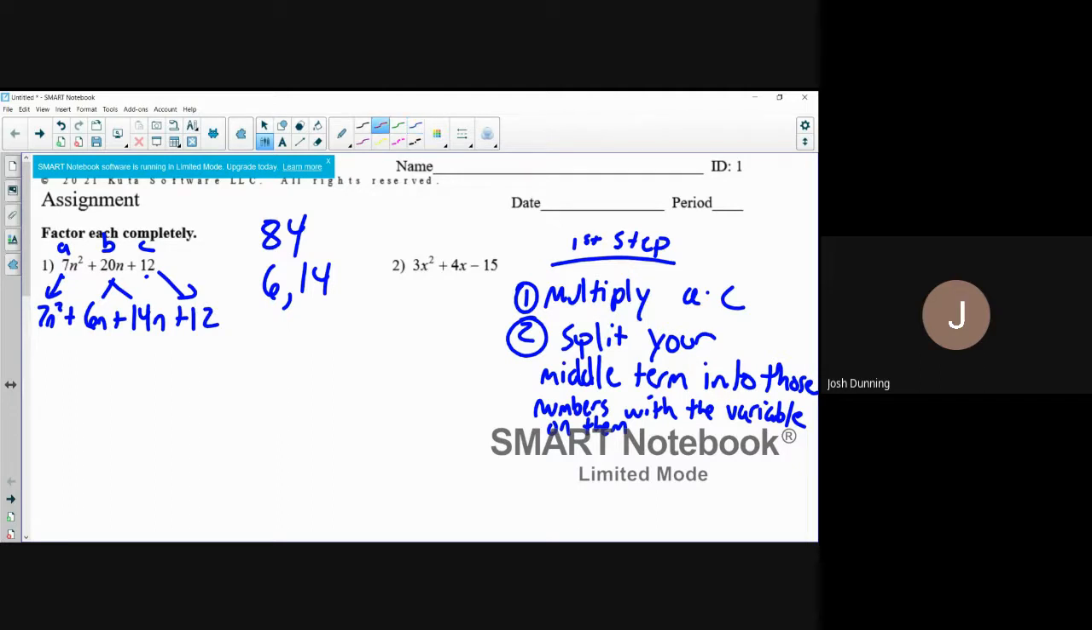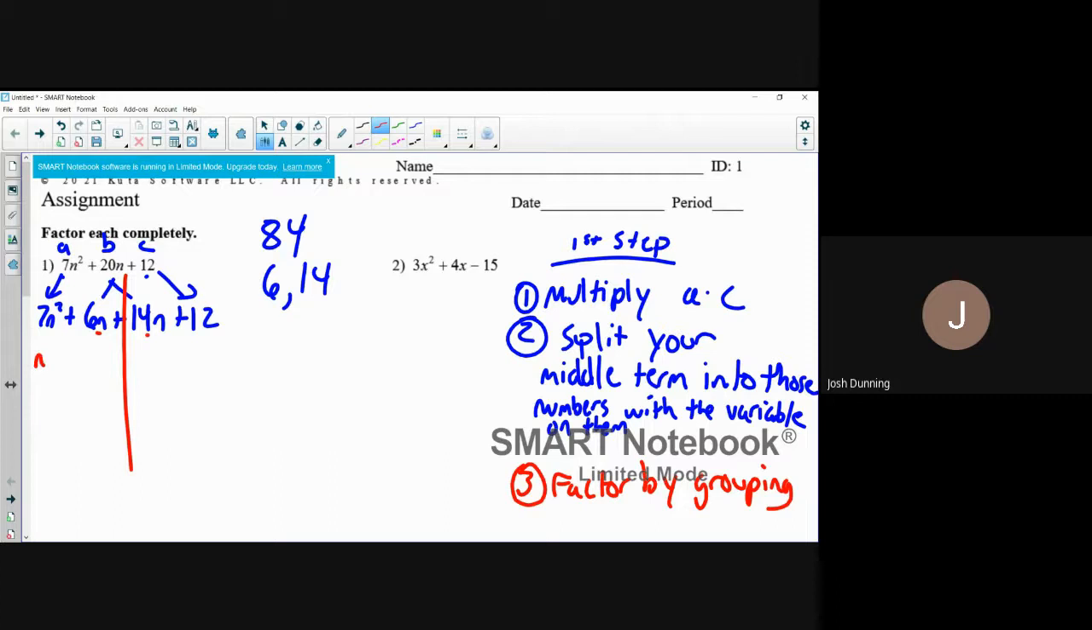Now the rest of it is just what we did for the very first type of factor. Split it down the middle, and we'll factor by grouping. That's the last step. Factor by grouping. So GCF on the left side, and it doesn't matter. I could have put the 14 first, then the 6n second. It doesn't matter as long as those two numbers actually add up to the middle or combine in whatever way you need the signs to be.